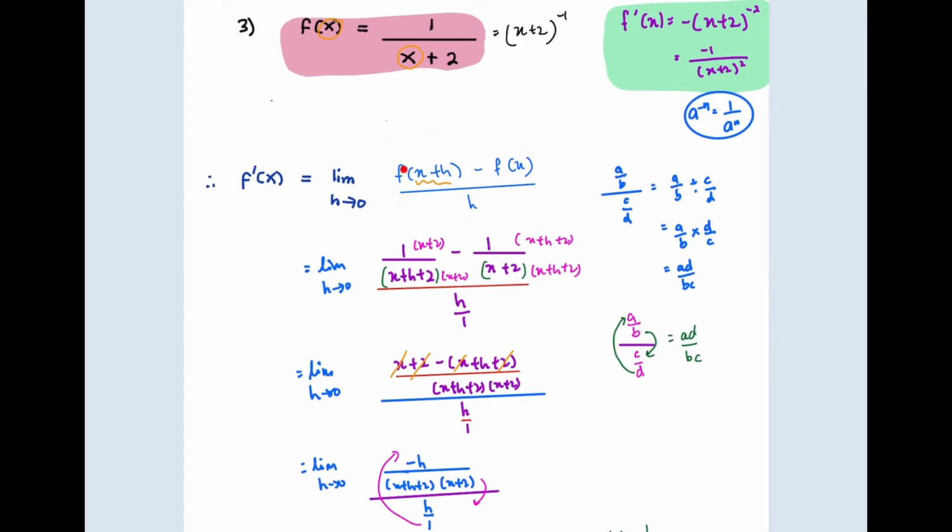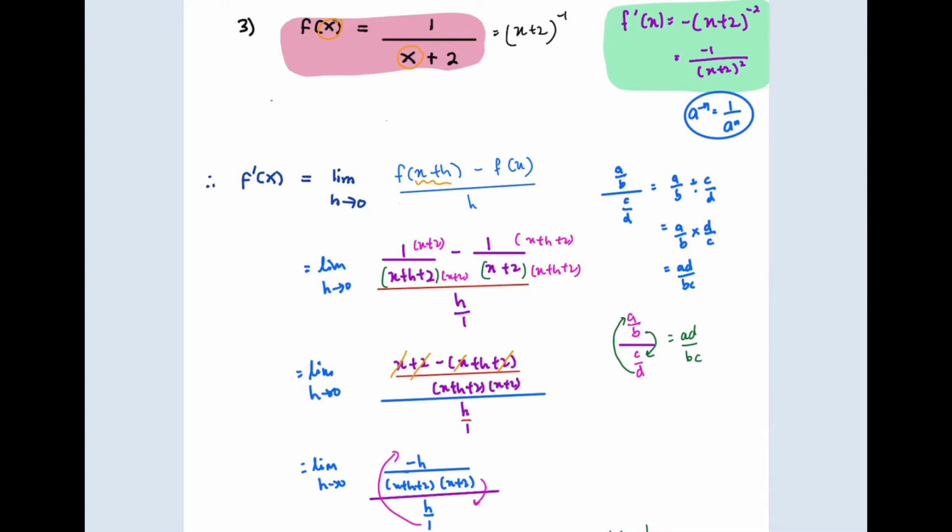For the first one, f(x plus h), let's just substitute this as x plus h, and then minus f(x), so just rewrite this over h. Now since you have a fraction, let us equate the denominator. For this one, you need to multiply with x plus 2. For this part here, you need to multiply with x plus h plus 2. Don't forget to multiply the numerator as well, so that we can simplify like this.